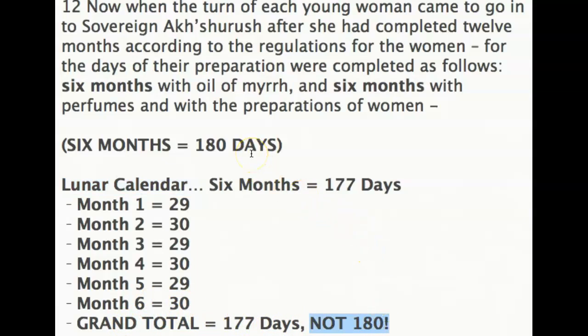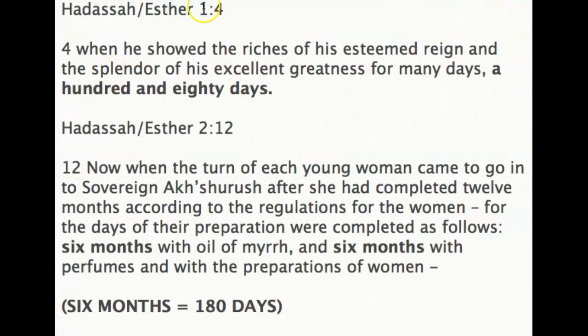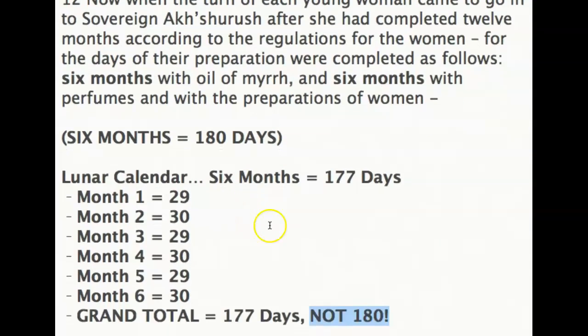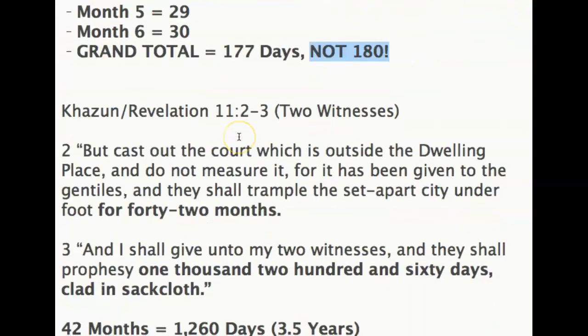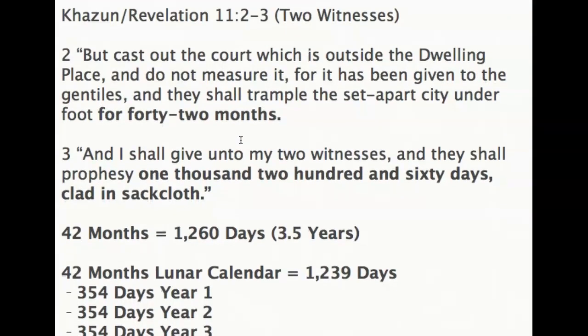So if they were using the lunar calendar back then, as some people claim that they were, well then it should say 177 days here in Hadassah or Esther chapter 1 verse 4, not 180. So we see right here that the lunar calendar could not have been used. Now we have 2 or more witnesses. We have the flood account and we have the account in Hadassah and Esther. And that's not the only place, because we also see here in Chazon, the book of Revelation, chapter 11, verses 2 through 3, which just so happened to, ironically enough, talk about the 2 witnesses.